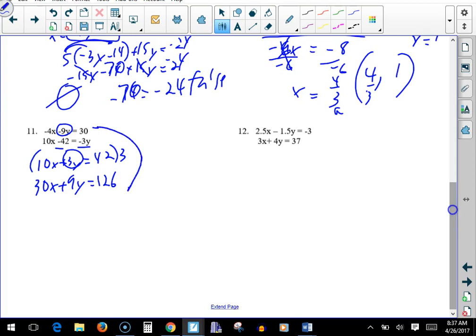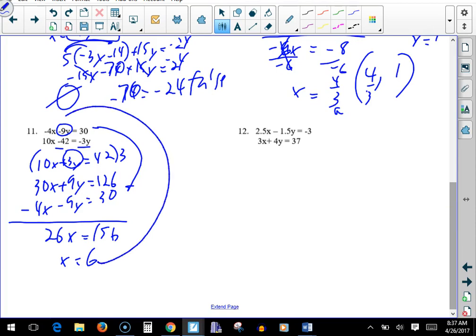Now I move this down underneath it. Negative 4x minus 9y, which will cancel, equaling 30. I end up with 26x equals 156. When I divide by 26, I get x equals positive 6. Which I'm going to plop in either here or here. Doesn't matter.